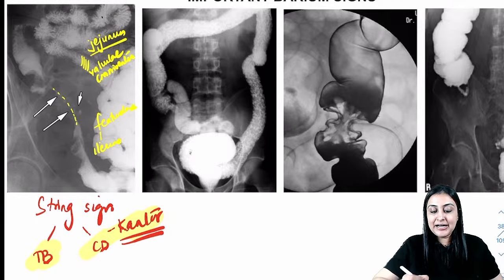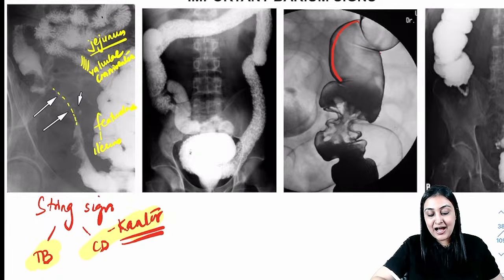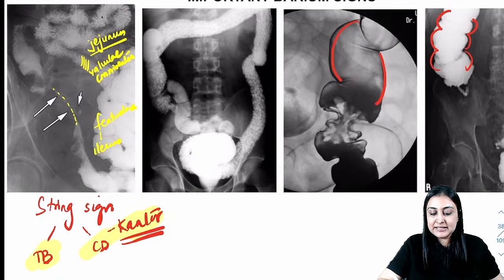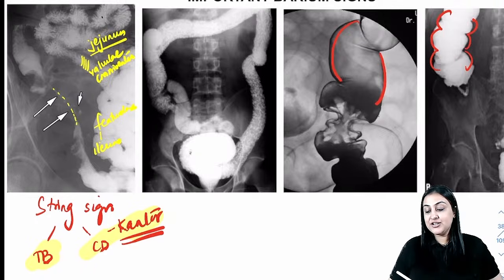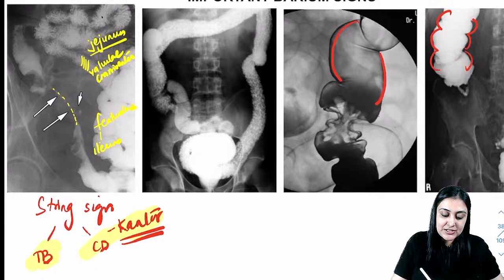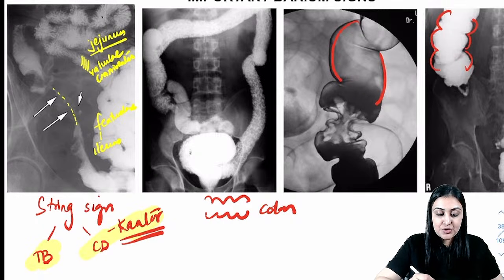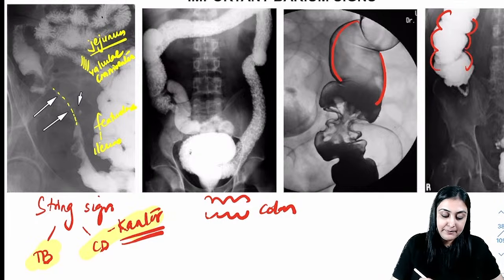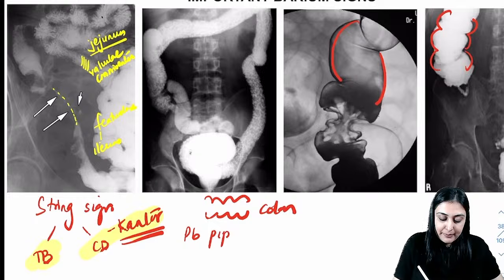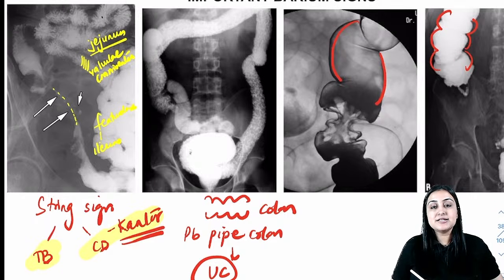On the other hand, what kind of folds do the large bowel show? So the colon, as you can see in all of these, will show you these incomplete folds called haustrations, right? So the colon normally shows these haustrations. When I see that those haustrations have all disappeared, the entire colon looks like a lead pipe. This is lead pipe colon or pipe stem colon seen with UC, ulcerative colitis, where because of inflammation the haustrations are lost. This is UC.